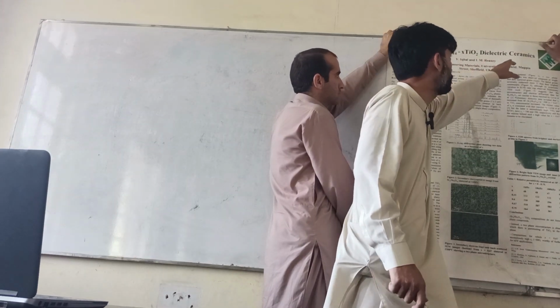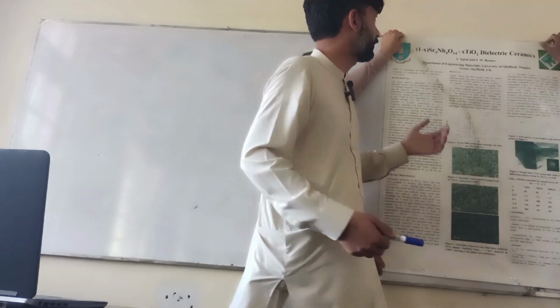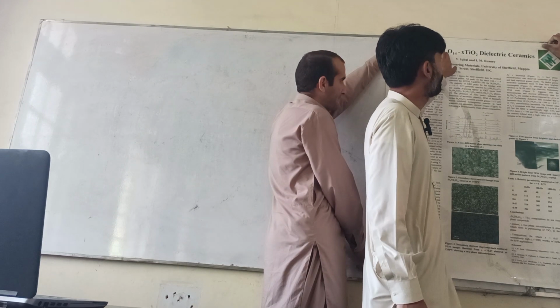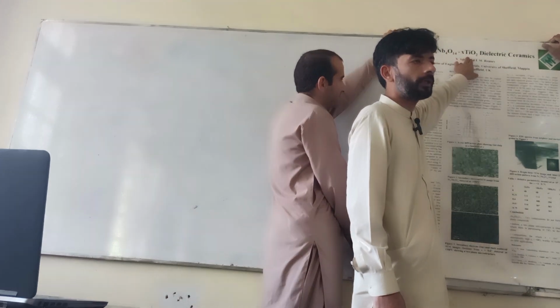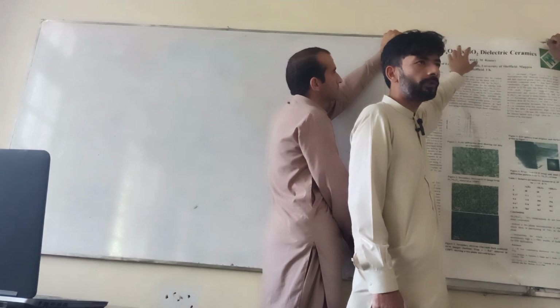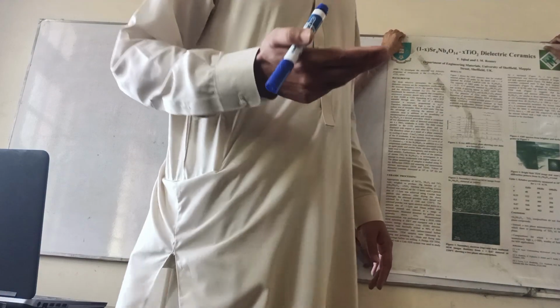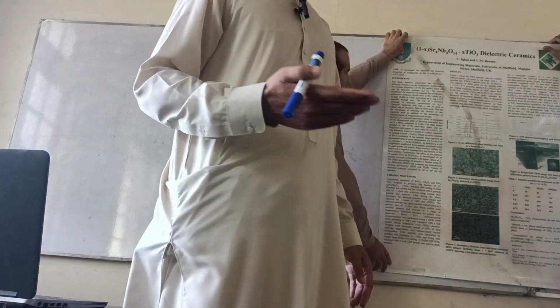What kind of properties? Dielectric properties of that bismuth oxide along with this titanium oxide. But this is one kind of phase, this is another kind of phase. So this is a composite material composed of 2 or more than 2 phases.